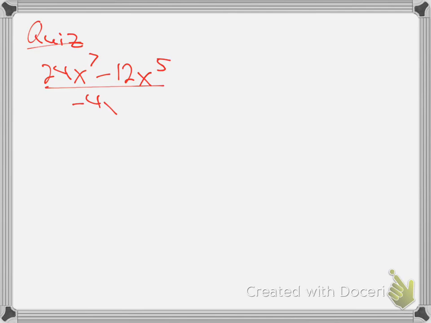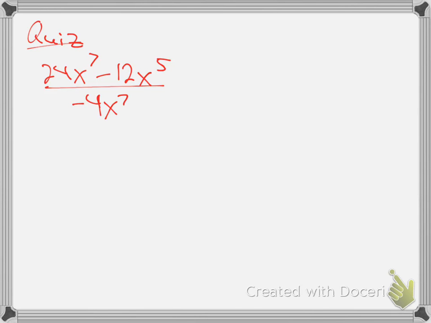Okay, so what was the question? The quiz question was 24x to the 7th minus 12x to the 5th over minus 4x to the 7th. Okay. All right, so how do we do it? What do we do on this problem?